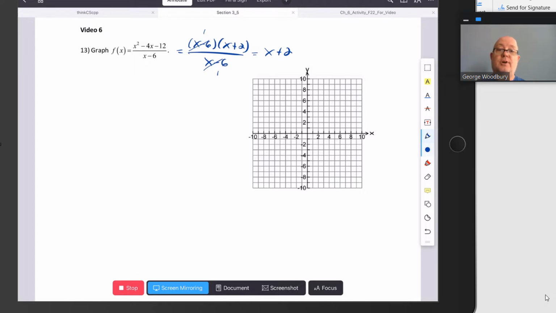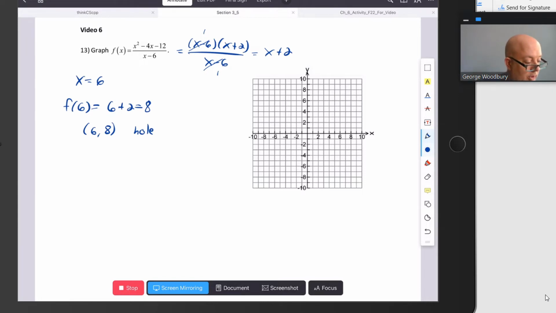The original function is not defined when x is 6 because you can't divide by 0. But the second function is defined for x equals 6, and so we have to leave that point out. When we look at x equals 6, f of 6 would be 6 plus 2, or 8. And so the point (6, 8) is going to have a hole in the graph.